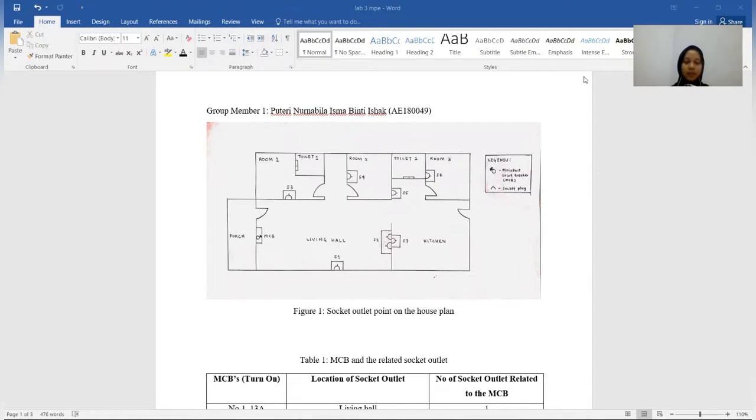My name is Putri Nur Nabila Isma binti Ishaq with metric number AE180049. I will explain about my house plan.